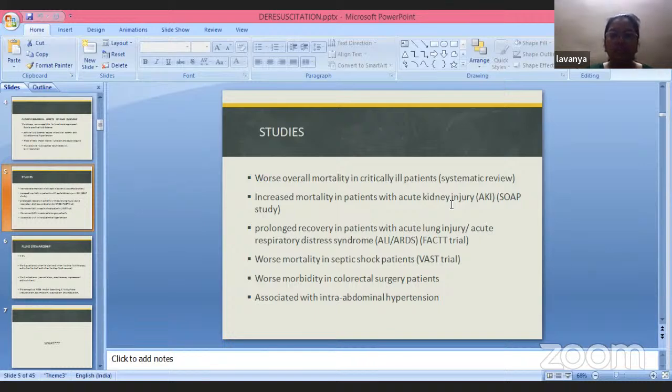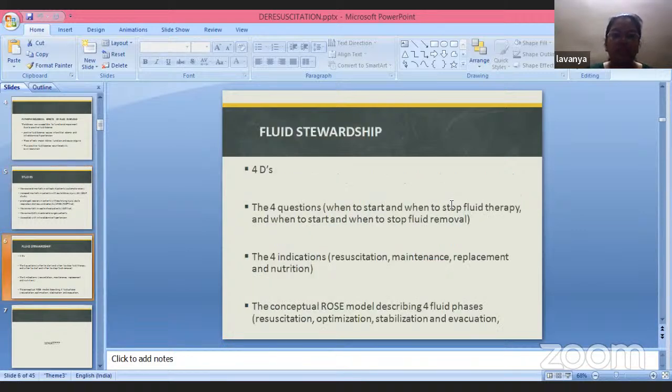But multiple studies and pilot studies have also been done on whether fluid overload patients have increased mortality. Most of the studies have shown increased mortality or at least the secondary outcome, that is increased morbidity to the patient. So hence we should be very careful in administering fluids. We all agree that fluids are drugs. So the 4Ds being drug, dose, duration, and de-escalation.